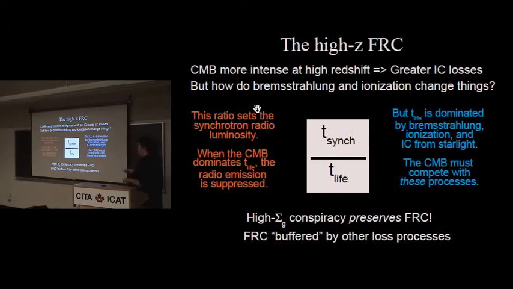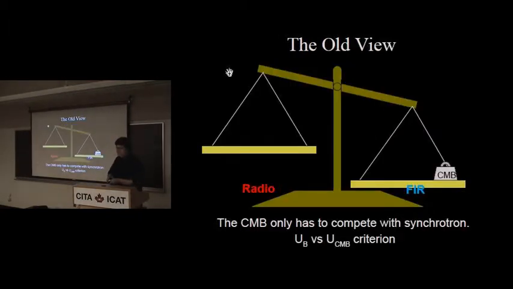So basically, it comes down to the ratio of the synchrotron cooling lifetime to the total lifetime of the cosmic ray electrons. So it's not just a simple competition between the synchrotron and the CMB now, but you also have all these other loss processes that are working. And what we find in our models is that if you try to go to higher redshift, this conspiracy actually preserves the radio correlation.